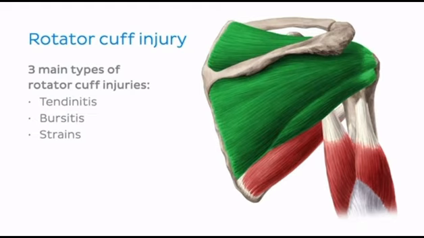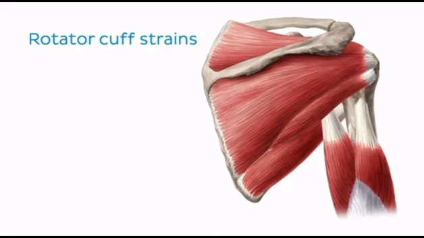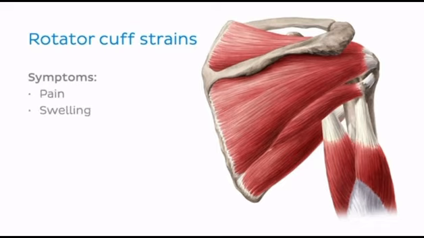Today we're going to be focusing on strains. A rotator cuff strain occurs when the tendons of the rotator cuff muscles become overstretched or torn. Symptoms of the rotator cuff strain include pain on lifting or rotating the arm, swelling around the shoulder, and shoulder joint stiffness. Strains are usually caused by overuse of the rotator cuff or may occur from acute trauma to the shoulder joint.